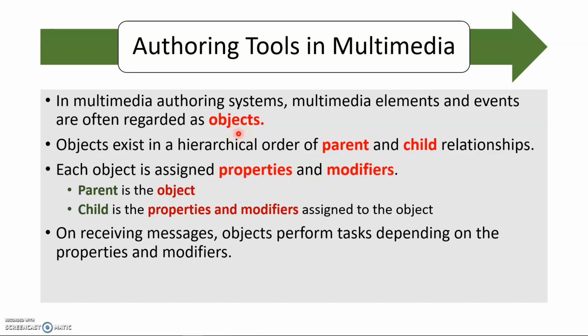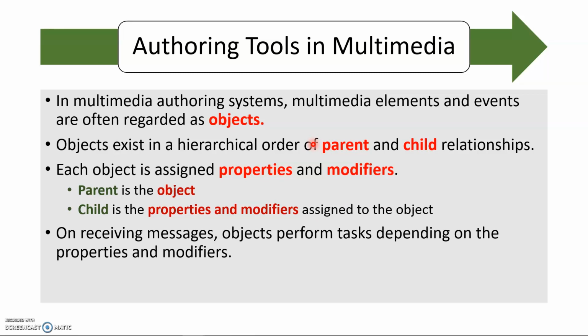So this object will have a hierarchy. So this object will have a hierarchical order of parent and child relationships. Okay, so for example, the object is the parent. If you want the object to do something, then you must have a child. The child is the properties and modifiers assigned to the object.